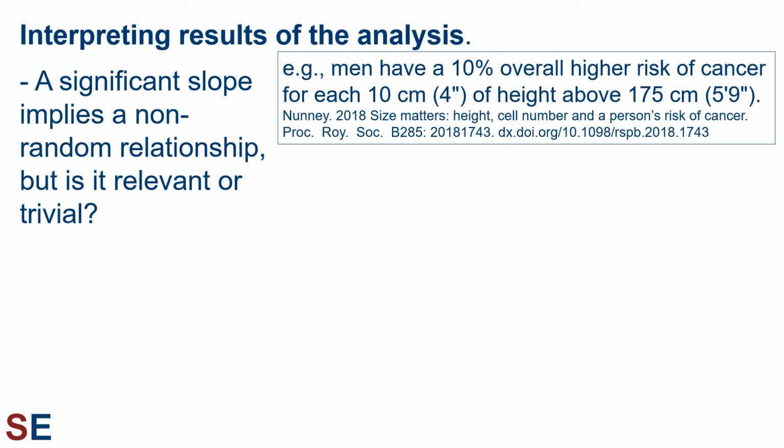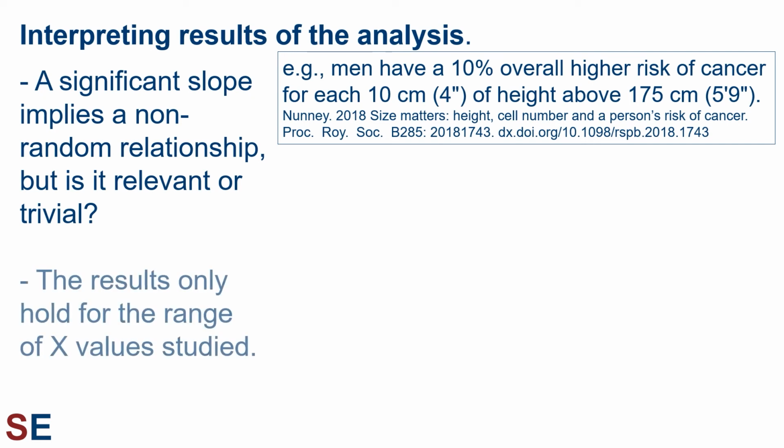This is a significant non-random pattern, but is it important or relevant? Is a 10% elevated risk in something that is fairly rare, and caused by something we can't do much about, really something we should worry about? Second, we need to keep in mind that our results only hold for the range of x values studied. We should never try to extrapolate beyond the range of our data.